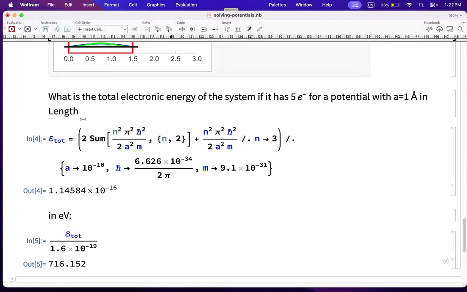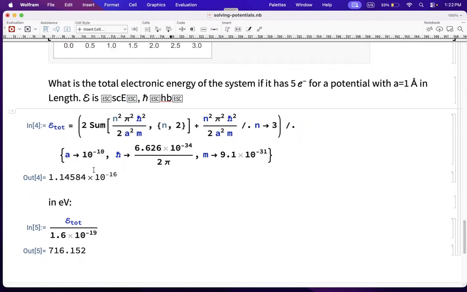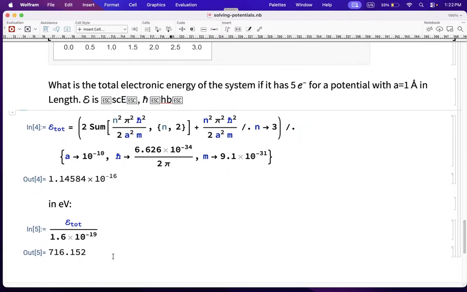Okay, just in case, how to put this: this is script, space SC, capital E. H bar is escape HB escape. We want to put these symbols here. Okay. Don't forget to save this.